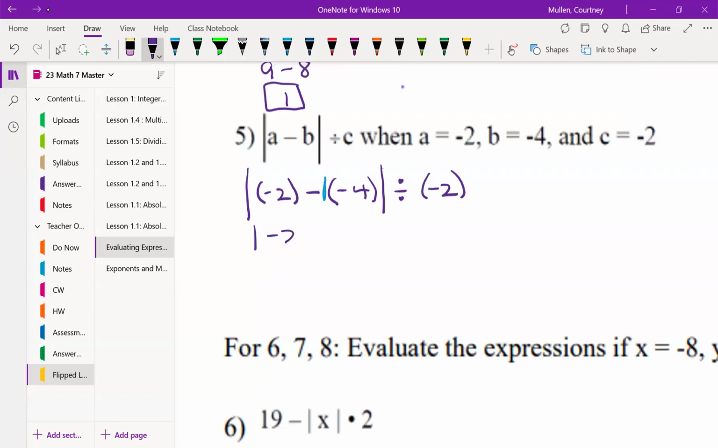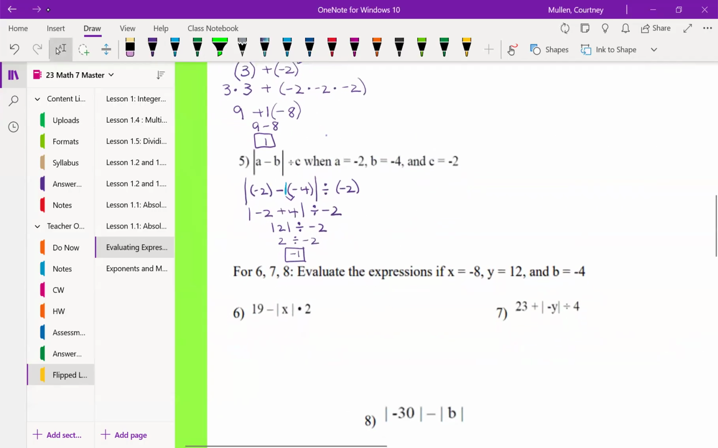So we have the absolute value of -2. This becomes +4 absolute value divided by -2. Again, we're treating the absolute value like parentheses, so we're working with that first because it's first in order of operations. Different sign subtract, keep the sign of the higher number. Now that we have one single number in the absolute value, we can find its absolute value. So the absolute value of 2 is 2 divided by -2. A positive divided by a negative is a negative. Go ahead and do 6, 7, and 8, and you'll check those in class.